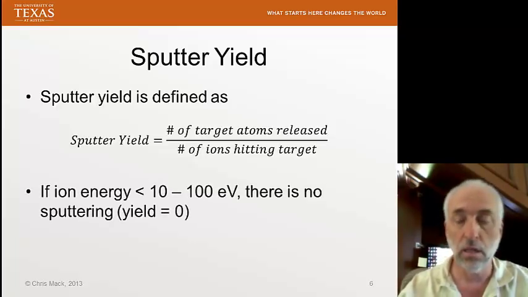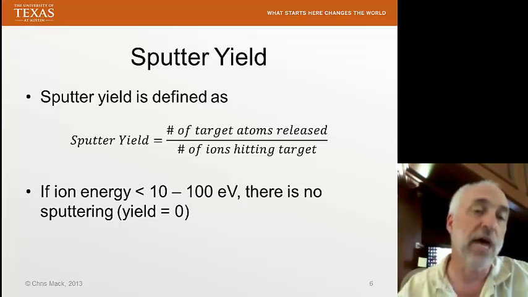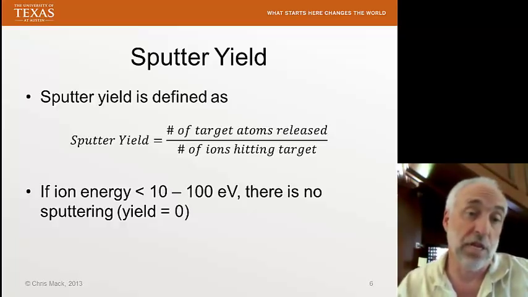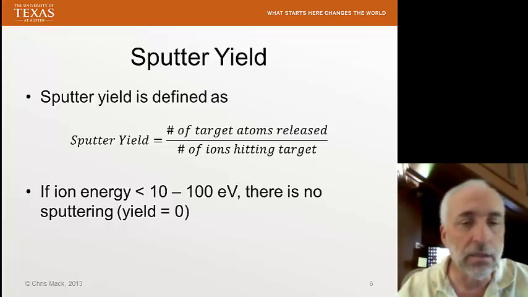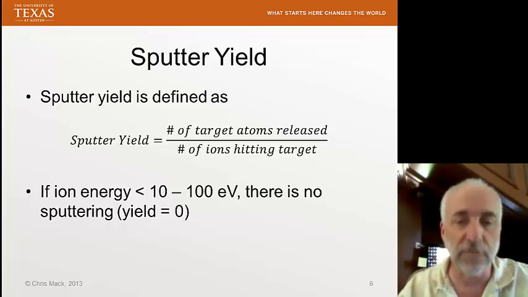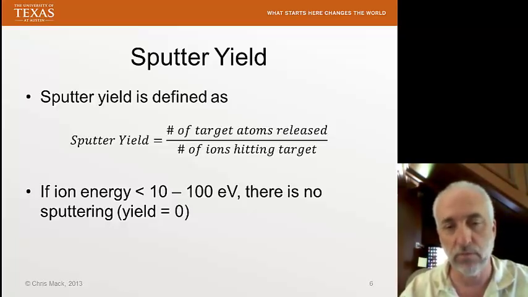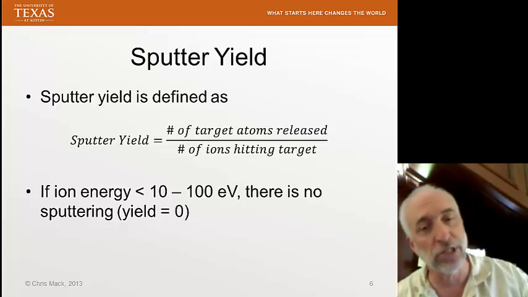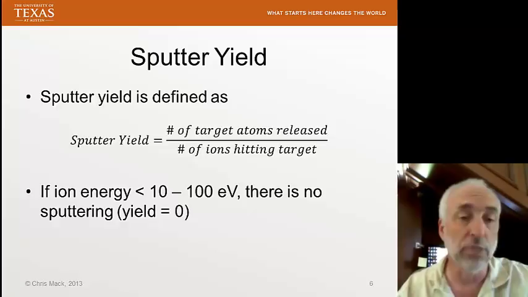Now, the yield is a very strong function of the ion energy. If the ion energy is very low, well, it's just not enough energy to knock off a target atom. Typically, ion energies below 10, 20, 30, a few tens of eV might not be enough to cause any sputtering. There's some threshold energy required, and it's usually in the few tens of eV. Below that, the yield is 0.